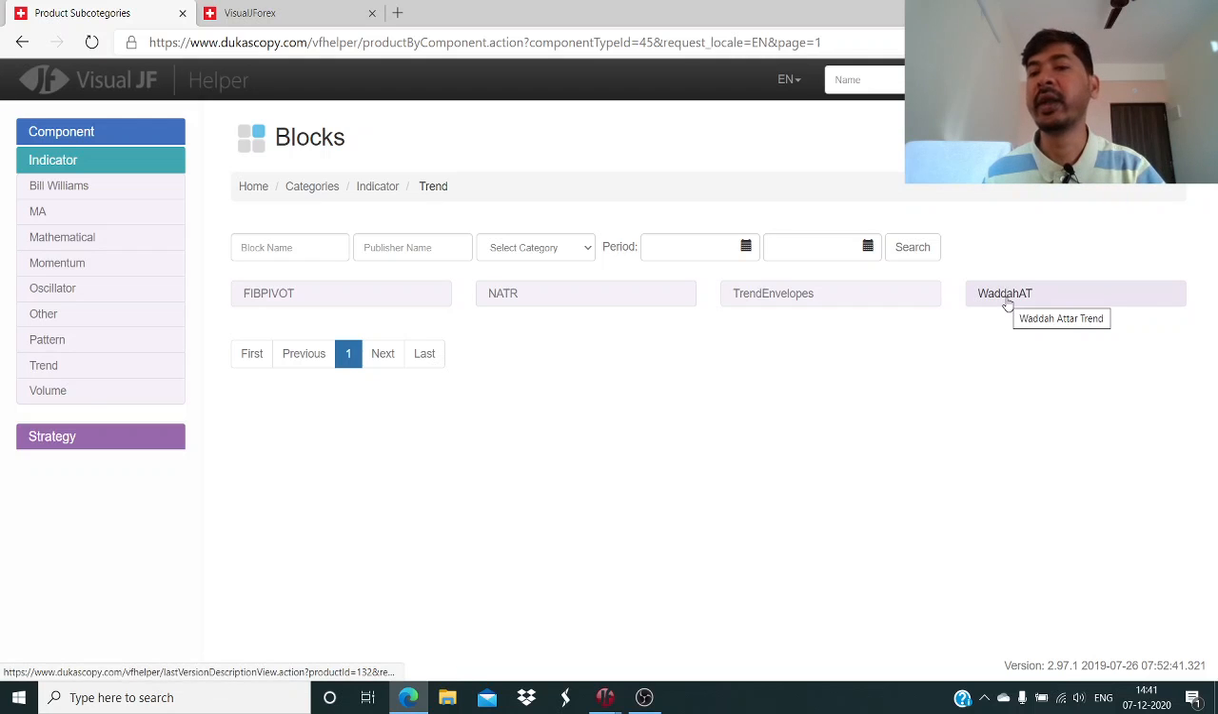So here is the indicator block included under the trend classifications. Now we are going to see its utility and implementation. In prior sessions, we had seen the use of these indicator blocks: Fibonacci pivot point, normalized average true range, trend envelopes. Now it's the turn of the Waddah Attar trend.